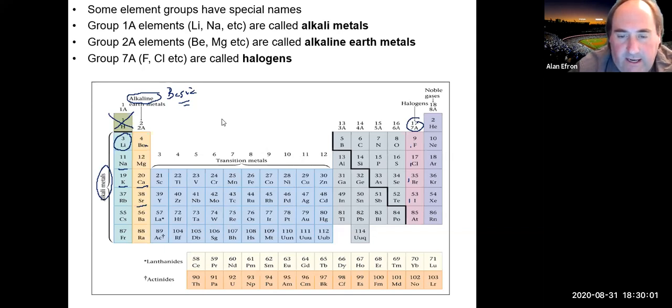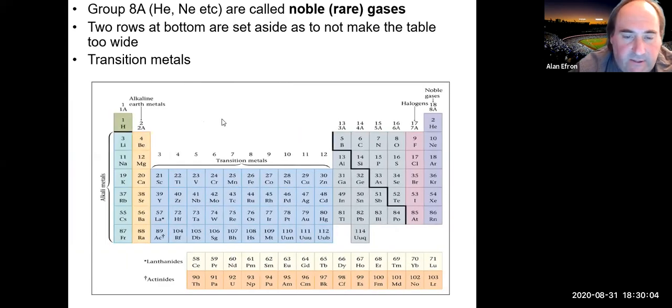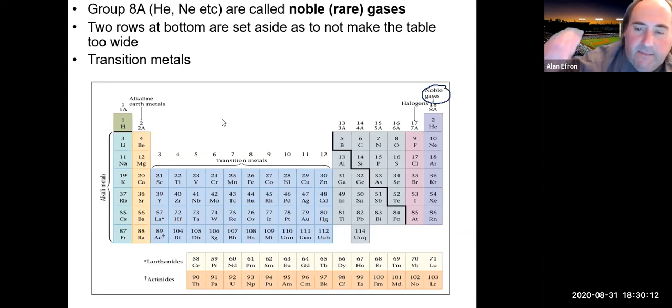And lastly, group number eight is the noble gases. Nobody really calls them rare gases anymore. These are the noble gases. Noble means basically a group set apart. They are sometimes referred to as chemically inert, which means they are not very reactive. They don't react with other things. They react with themselves, but not other things.